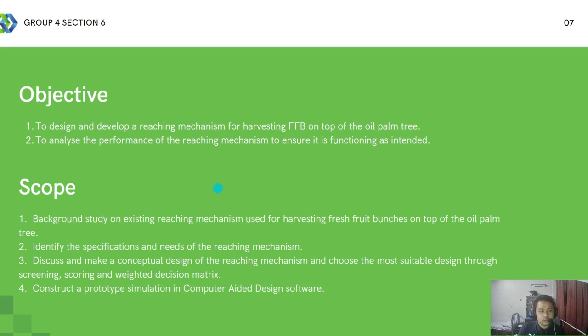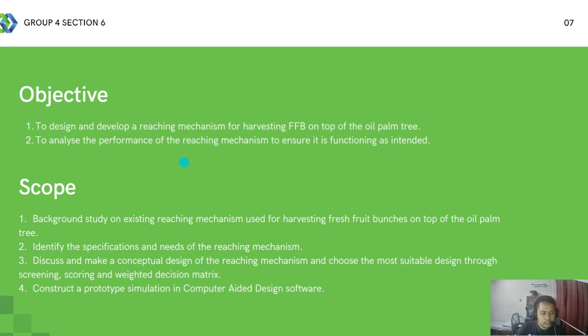So the objective of this project is, first, to design and develop a reaching mechanism for harvesting fresh fruit bunches on top of the oil palm tree. Second, to analyze the performance of the reaching mechanism to ensure it is functioning as intended.